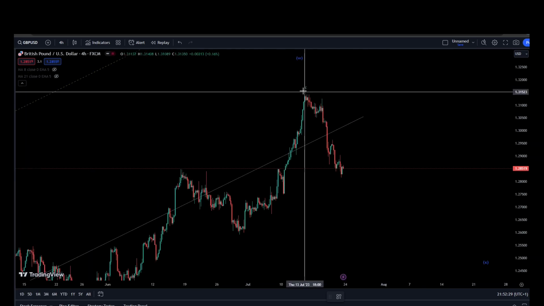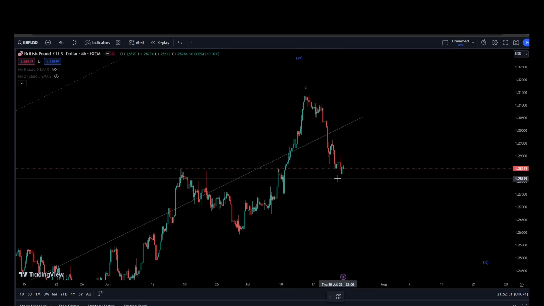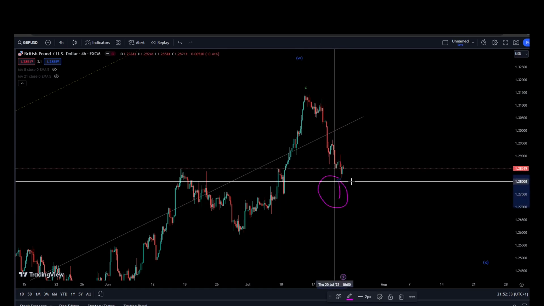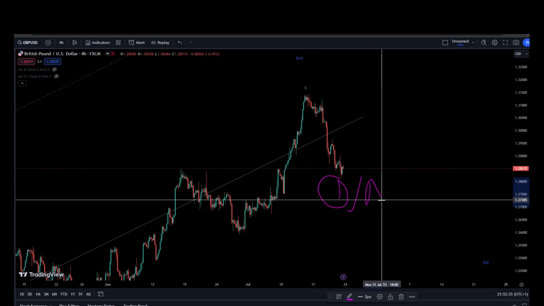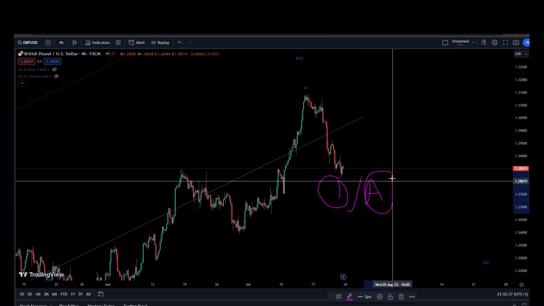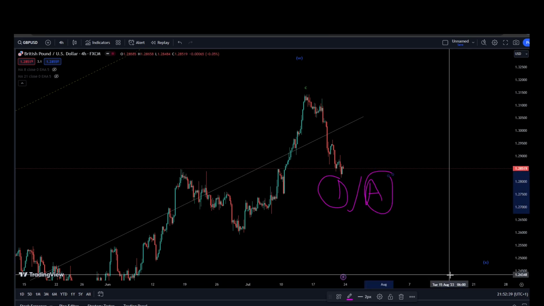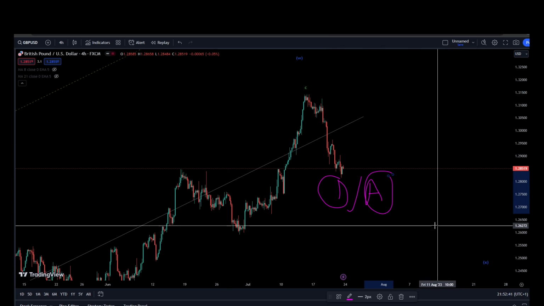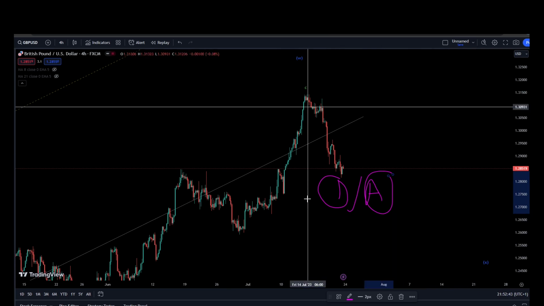With that being said, this could be considered as two things. This is an impulsive move, we know that for sure, and this could be considered either as a wave 1, or as a wave A. In my opinion, I'm going to assume that this is wave A as we are currently in this X wave, and I'm going to stick to my analysis instead of just assuming things.